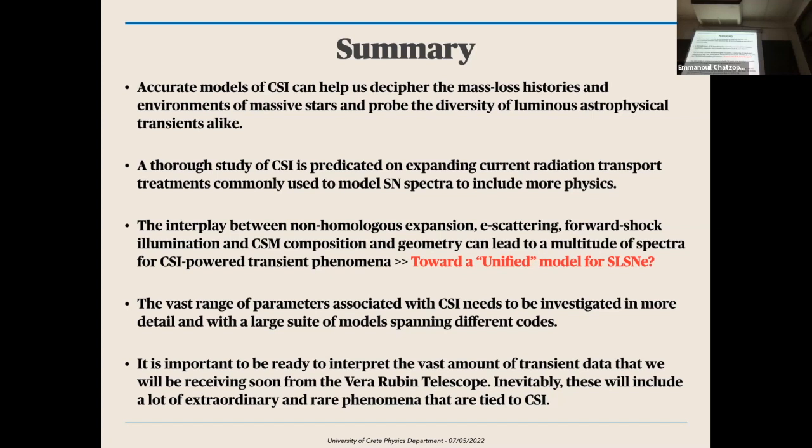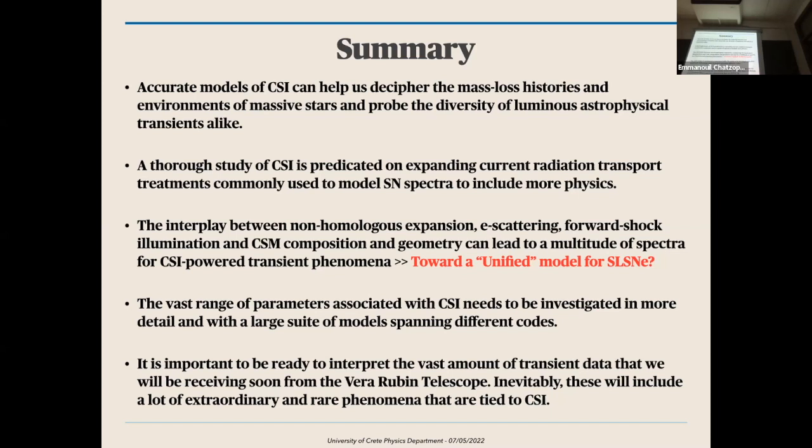So a thorough study of circumstellar interaction is predicated on expanding our current numerical tools, which have been built for years and decades with a traditional supernova mindset, with no interaction. So we have to add all this complicated physics to be able to do this problem correctly. Now, the interplay between all those effects and the complexity of the parameter space involved could lead us towards a unique way of explaining a variety of superluminous supernovae, maybe not all, but most, and a variety of transients for different kinds of parameters that you can look at.